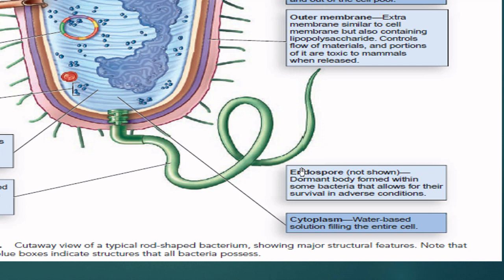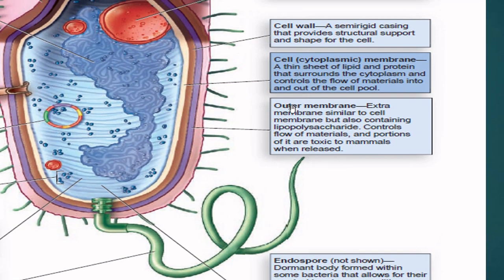After some time, when the bacteria get a favorable condition, they come from their dormant state back to their vegetative body or normal bacterial cell. So this is a survival strategy of the bacteria. Next is the outer membrane.